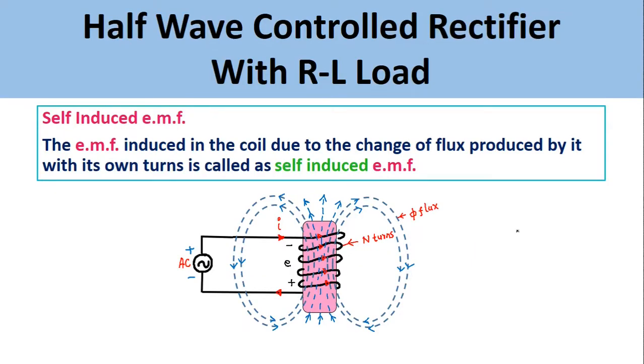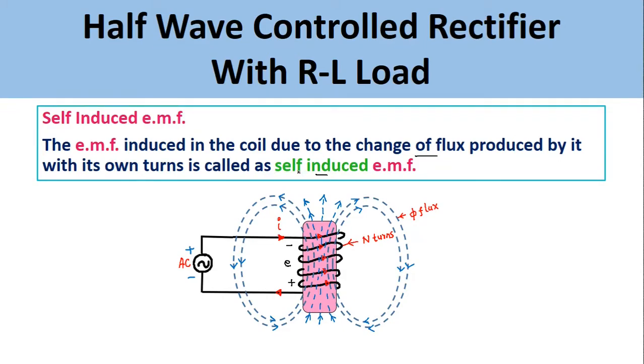Before moving to the half wave control rectifier with RL load, we are going to study some concepts which are very helpful while studying its working. So first topic is self-induced EMF. What is self-induced EMF? The EMF induced in the coil due to change of flux produced by it with its turns is called as self-induced EMF.